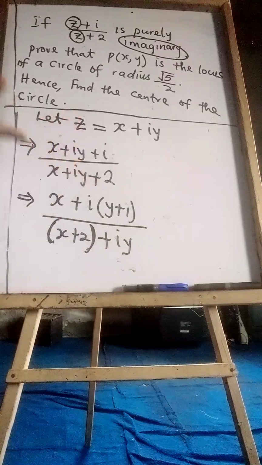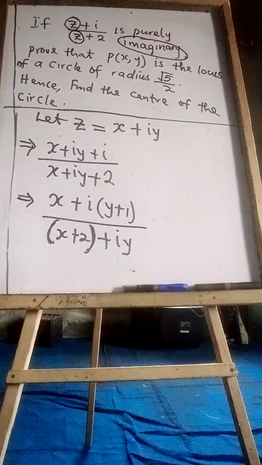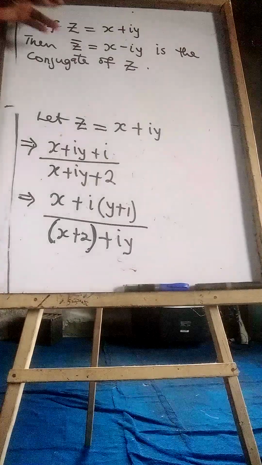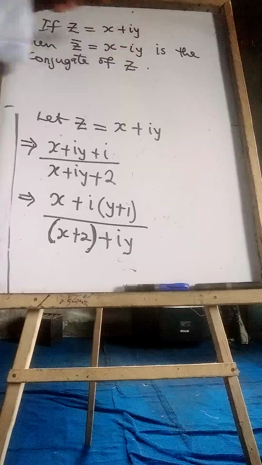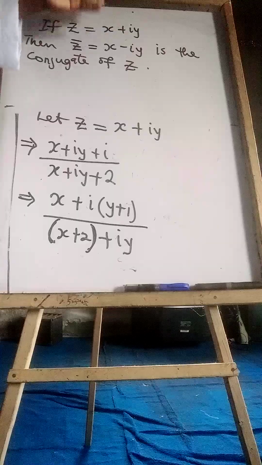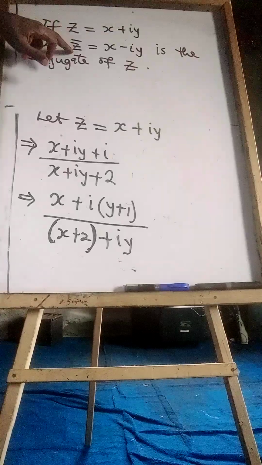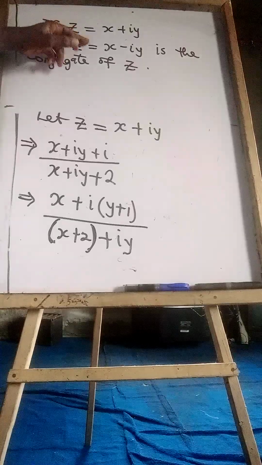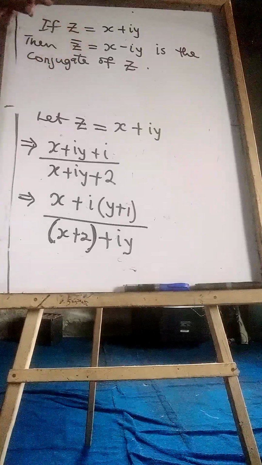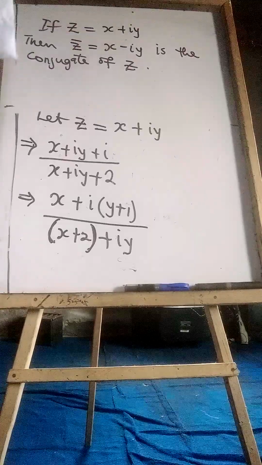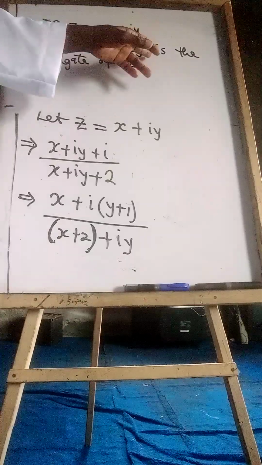What do I mean by conjugate? Let's go there first. All right. If z = x + iy, we all know already that z is a complex number. Then by z, this bar shows conjugate of z. So we pronounce this one as conjugate of z. That means the conjugate of this z is going to be x - iy.